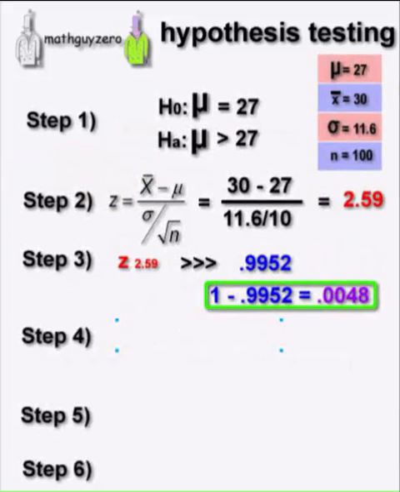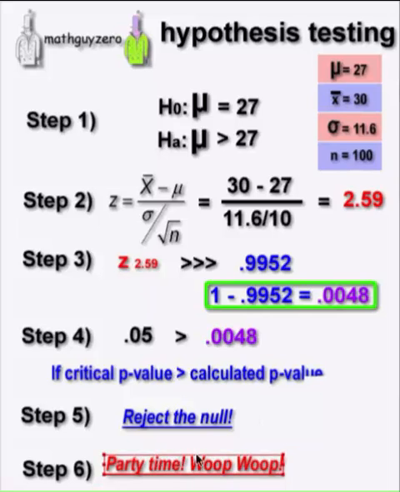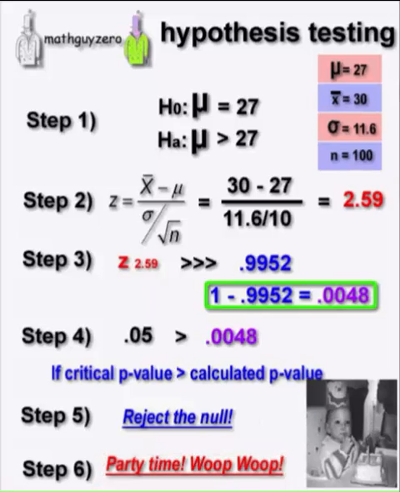Step 4, let's see how it compares to the critical value, the cutoff value, commonly called alpha. And yeah, that critical is much bigger than that. So that's true. Then we make our decision. We reject the null. And it's party time again. Whoop, whoop, celebrate, celebrate. And that's all there is to it.